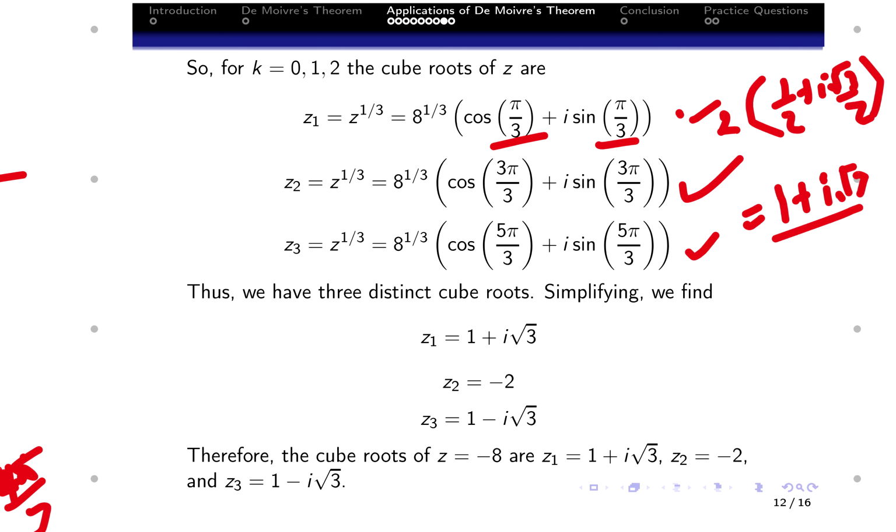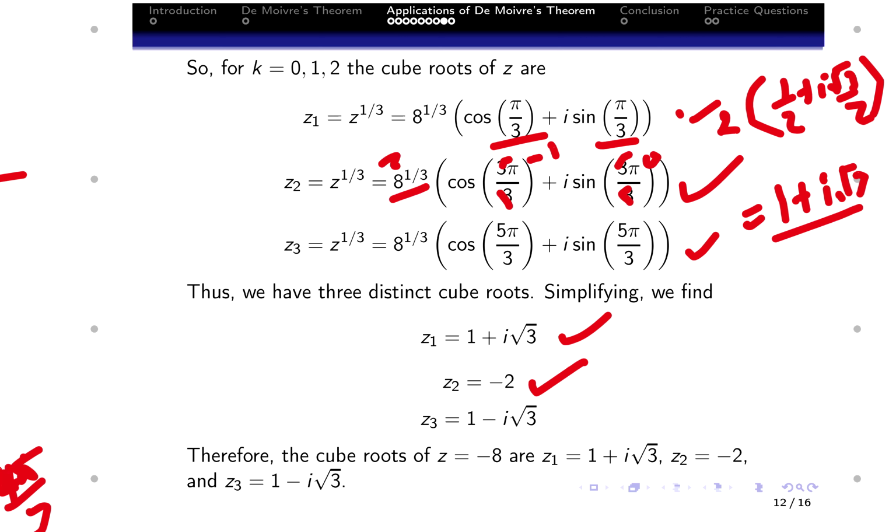Now for the second one, pi cancels pi, 3 cancels 3, so you have cos pi plus i sine pi. Now, cos pi is -1 and sine pi is 0. That was the kind of thing we started with. And this is 2, so 2 times -1 is -2. The other part is 0, so we don't bother about that.